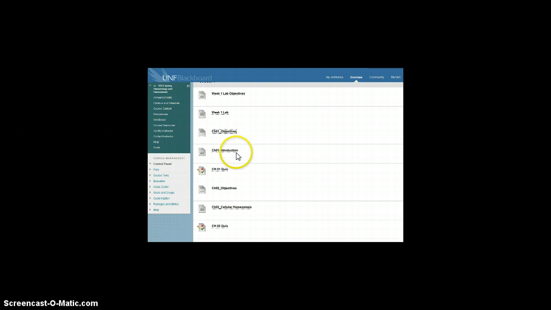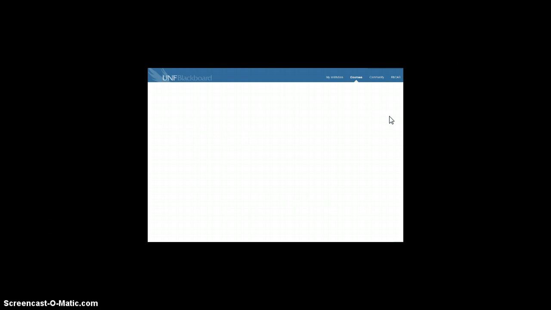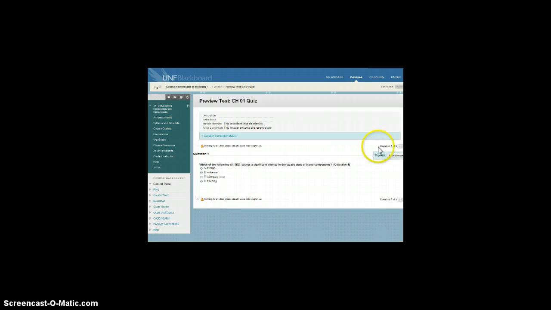In addition to the 5 objectives, there is a PowerPoint presentation. Most of them will be narrated as well. And then there is a short quiz. The quiz is directly related to each of the objectives, so if you complete the objectives, you should do well. For example, here's the first question, and this question is directly from Objective 4.